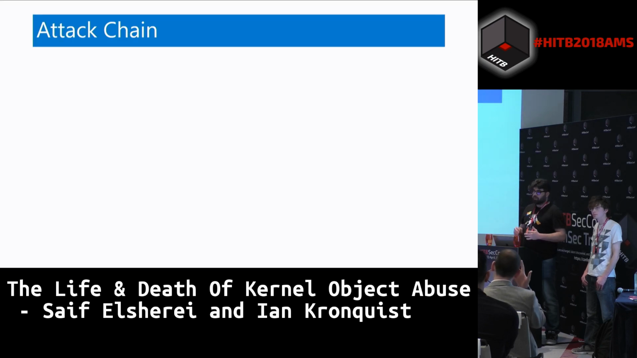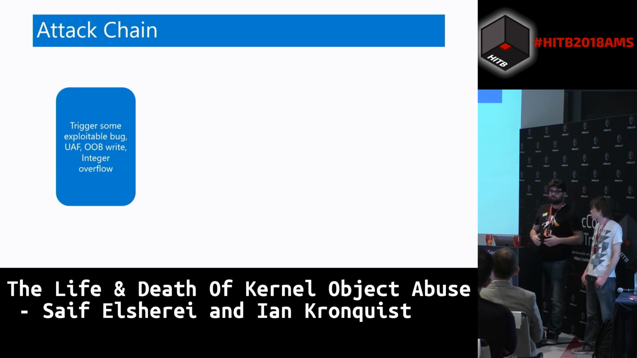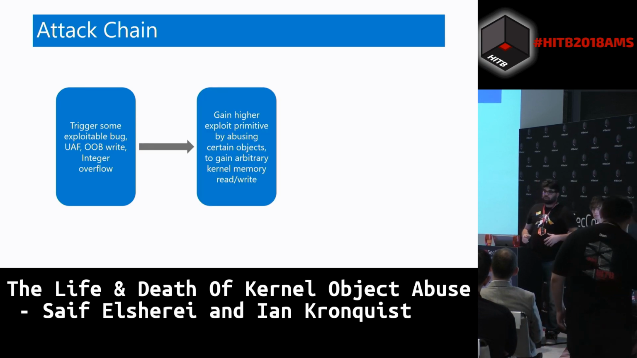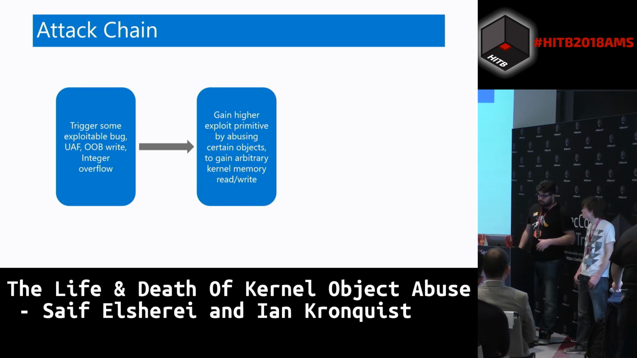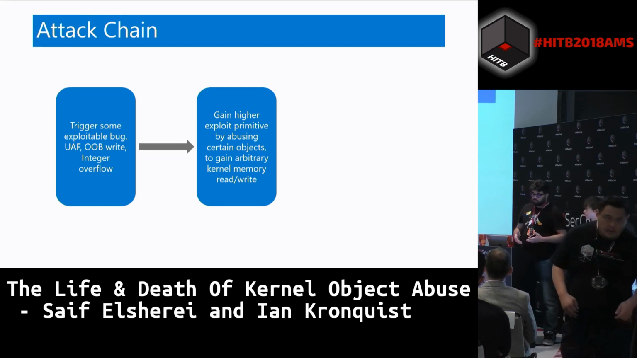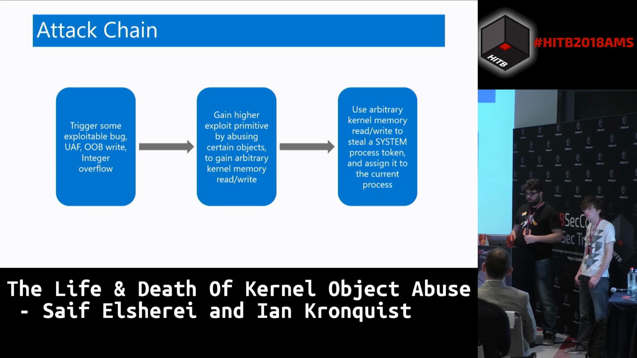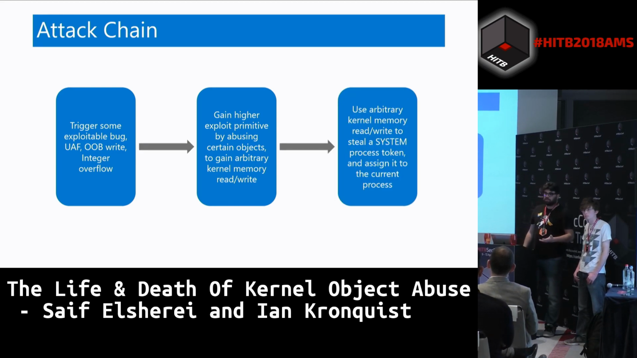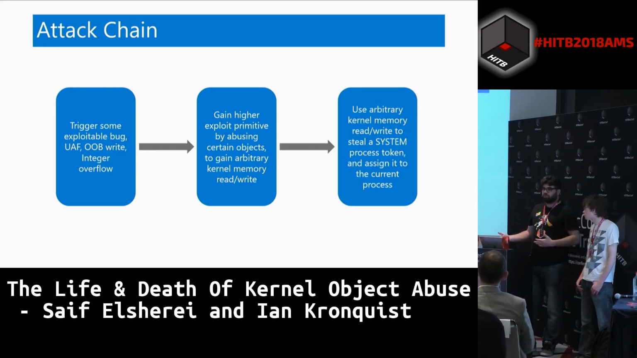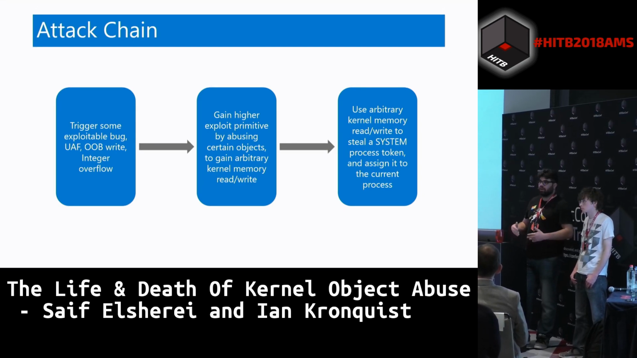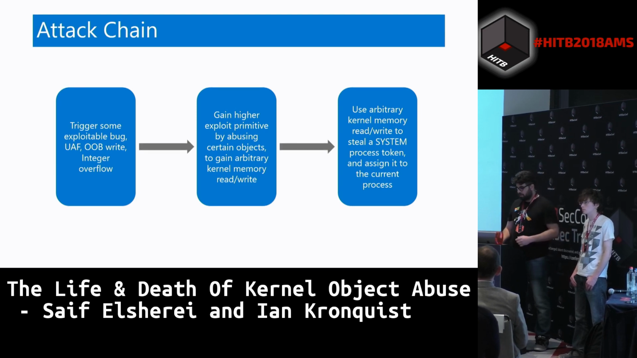If we look at modern kernel exploit techniques, it usually starts with some sort of exploitable bug, like a use after free, out of bounds write, or an integer overflow. The next step is to try to gain a higher exploit primitive, usually by abusing certain types of objects to ultimately gain arbitrary read and write to the kernel memory. And after you gain arbitrary read and write, the process is so simple: leak the EPROCESS token and assign it to your current process or to any other instantiated process and gain higher privileges in the kernel.